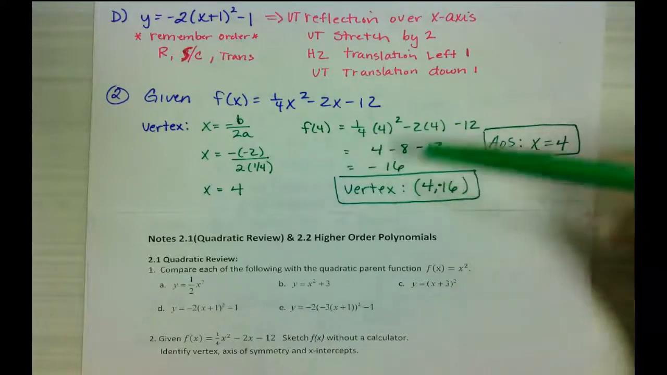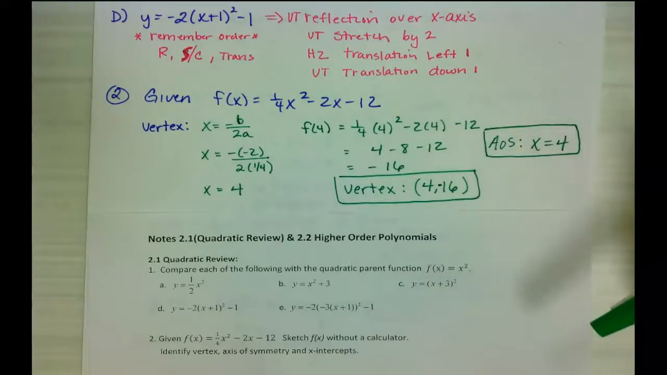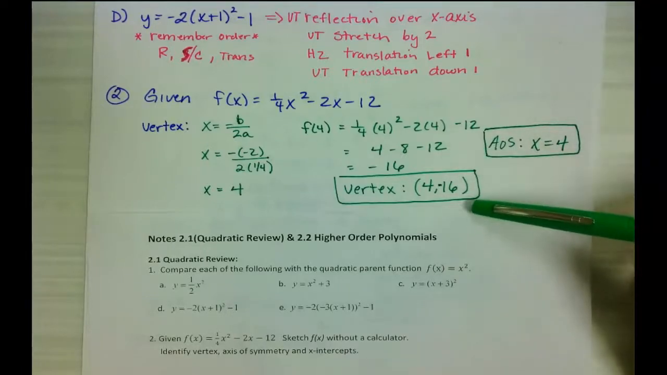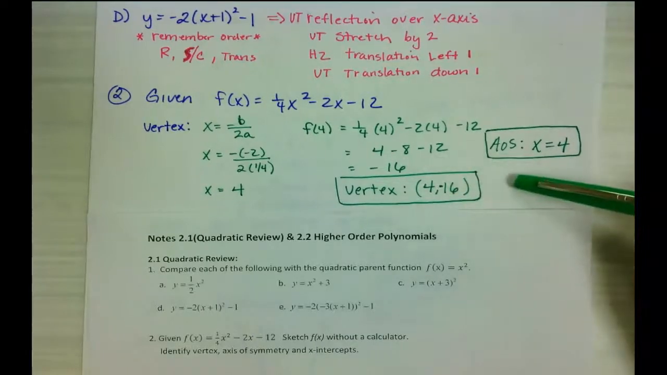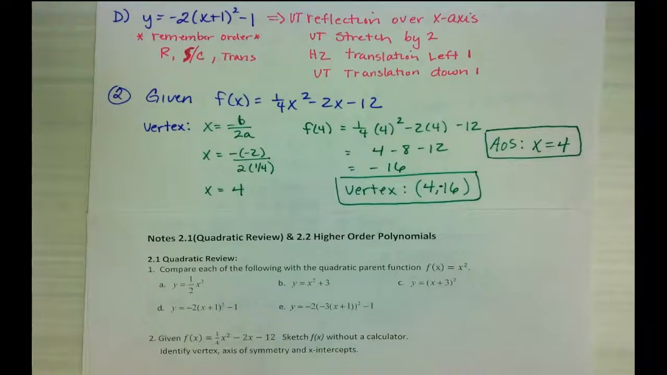Notice the use of the notation. You would not just write negative 16 on your paper. That would be what I consider math magic. You need to tell me what that is. And so then the vertex should be a coordinate point because it's a location on the graph. To find the axis of symmetry, remember we said it was a vertical line that went through the x coordinate of the vertex. The x coordinate of the vertex is 4, so the axis of symmetry is x equals 4.